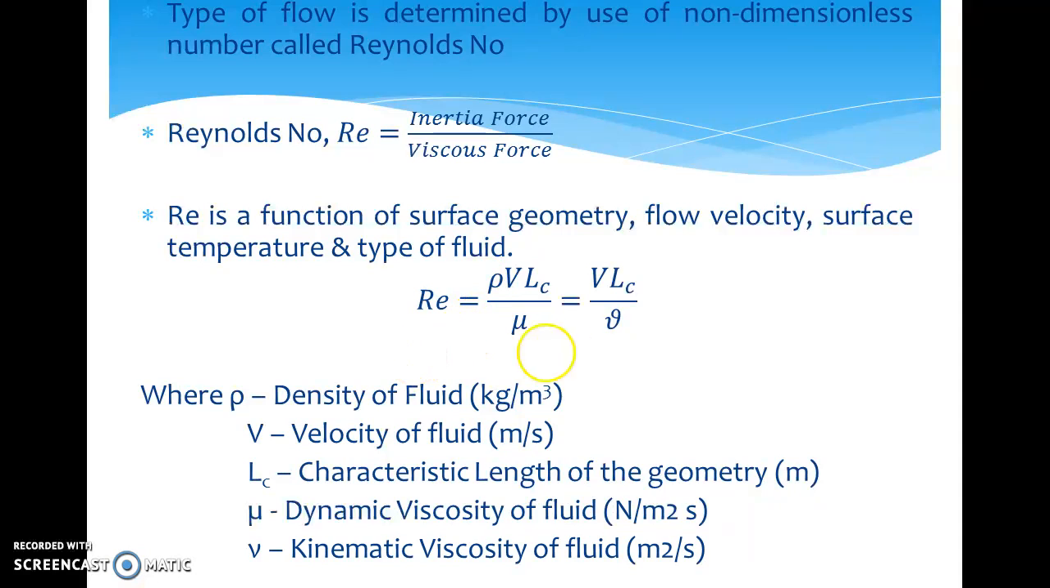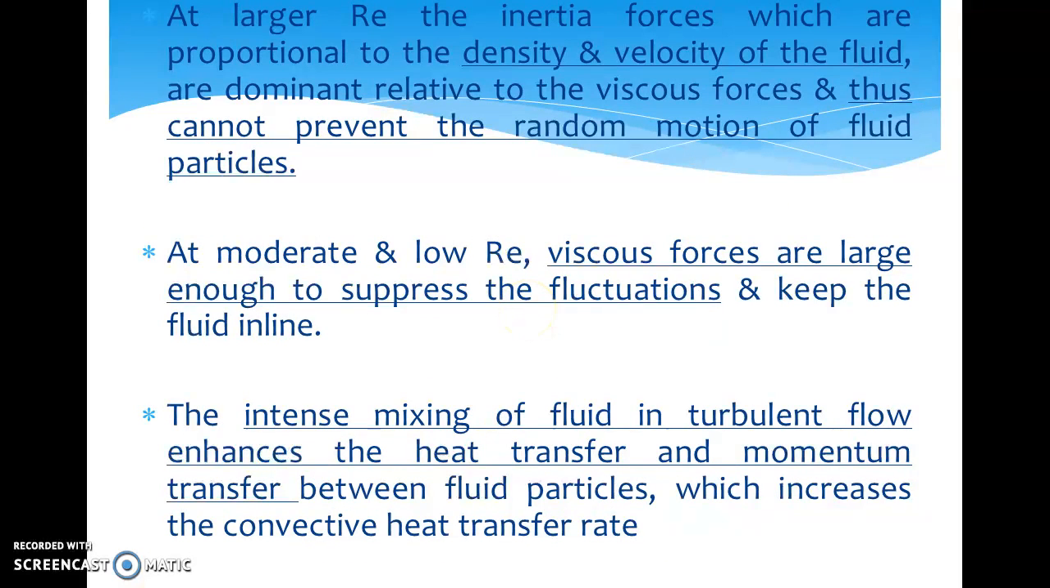So Reynolds number can be given by the equation Re = rho V Lc / mu. Here Lc is the characteristic length of the geometry, rho is the density of the fluid which is flowing, V is the velocity of the fluid in meters per second, and mu is the dynamic viscosity. Mu by rho can be written as kinematic viscosity nu, so the other form is V into Lc by nu. Lc is the characteristic length of the geometry, which is different for different kinds of flow. I will discuss it in the coming slides.